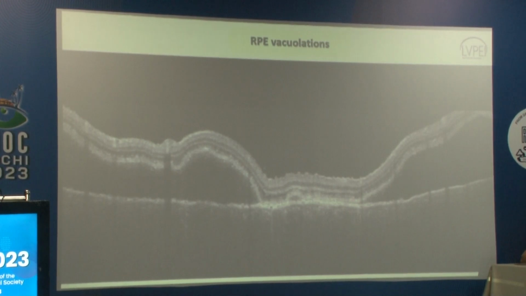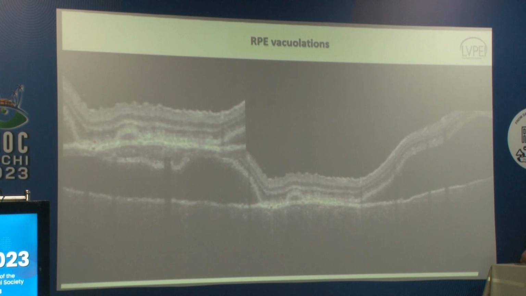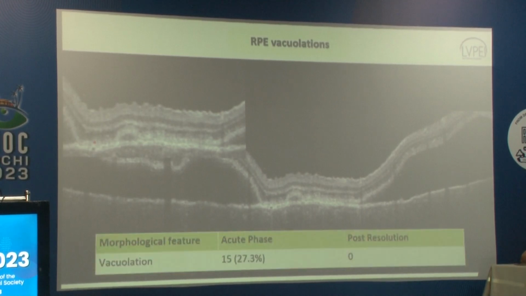In this image, we can see in the inset, marked with the red asterisk, tiny hyporeflective lesions within the RPE, which are these RPE vacuolations. We presume that these RPE vacuolations occur due to increased inflammation and edema of the RPE. This was seen in around 15 eyes of our study cohort, and all of these resolved after treatment.